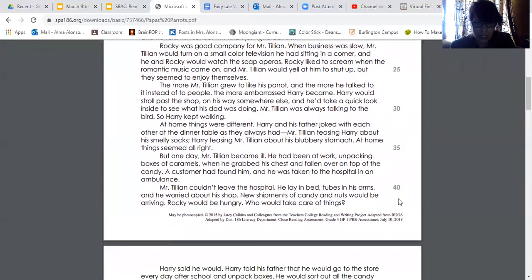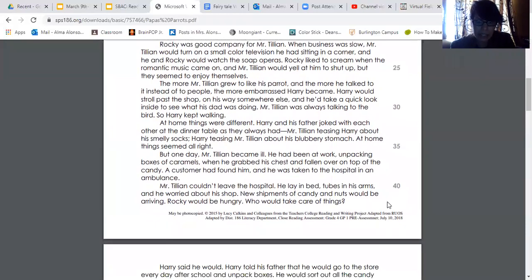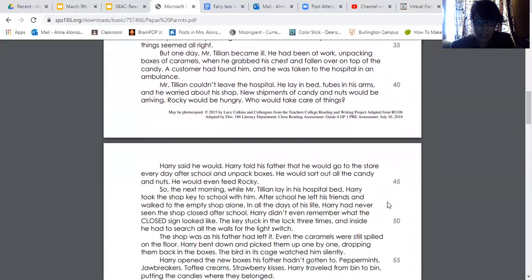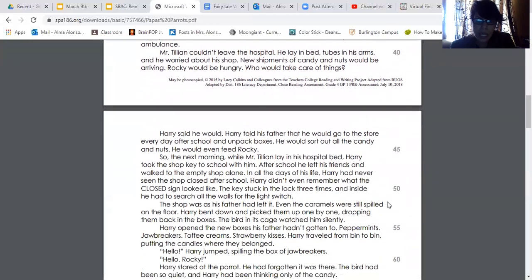Mr. Tillian, which is Harry's dad, ends up becoming ill. He gets sick and he ends up in the hospital, and Harry's dad asks if he can help him tend to the store while he's in the hospital. Harry definitely says yes, he'll go ahead and help with the shop and make sure that Rocky is fed.